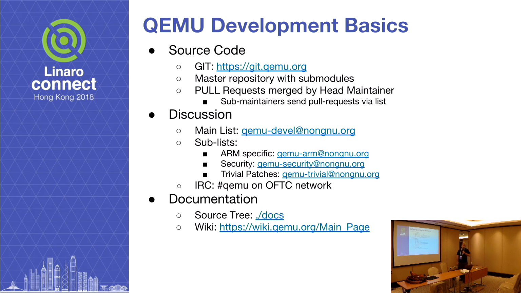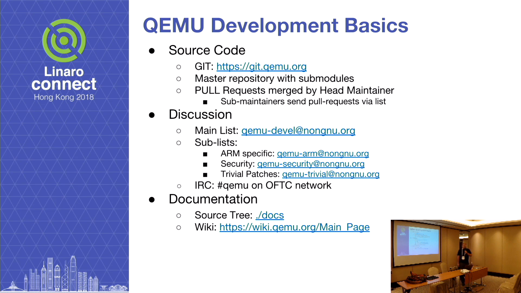So, a couple of basics for the development process. We host our source code in Git. There's a master repository that we host on our own server. We do have submodules, although the submodules are usually for ancillary bits of software, things like BIOSes and stuff like that, which are helpful for system emulation. The development model is very much around pull requests, so we have a single head maintainer, although the person that might be doing the merging can move around, and typically the maintainer responds to pull requests from sub-maintainers who are responsible for gathering the patches from the wider community.